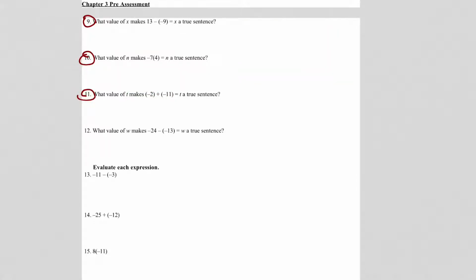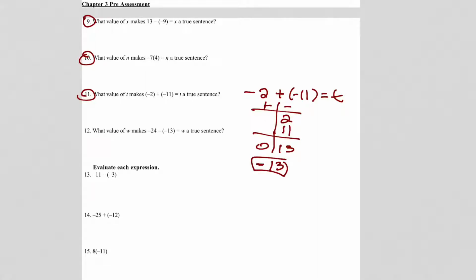All right, next one, number 11. What value of t makes negative 2 plus negative 11 equals t a true statement? So what is negative 2 plus negative 11? All right, let's look at the scoreboard method. The 2 was scored by the negative team, and so was the 11. So the final score is 0 points for the positive team and 13 points for the negative team. So the answer is the negative team won by 13 points. So negative 13 is the answer.